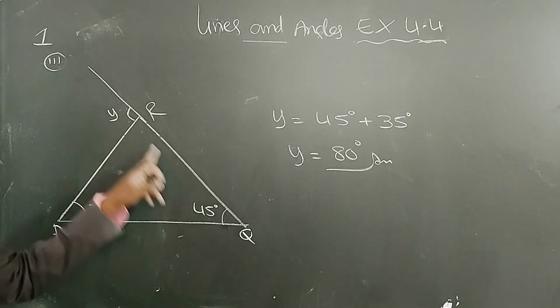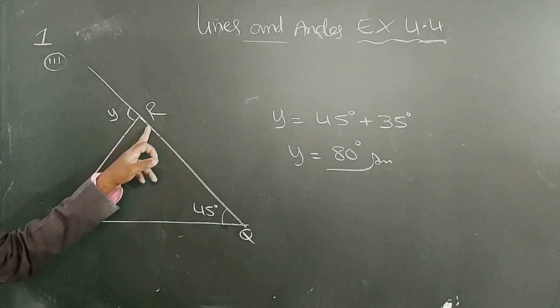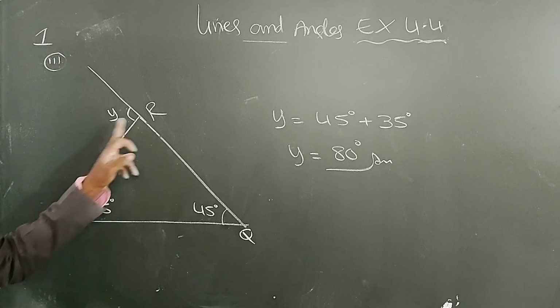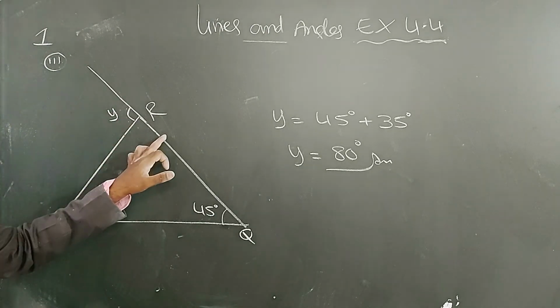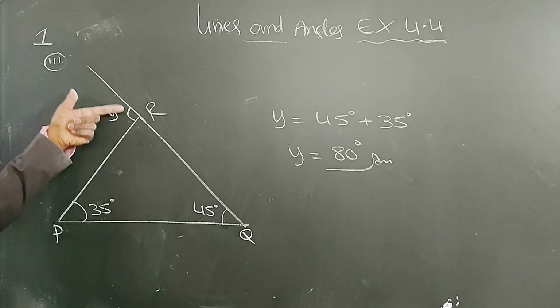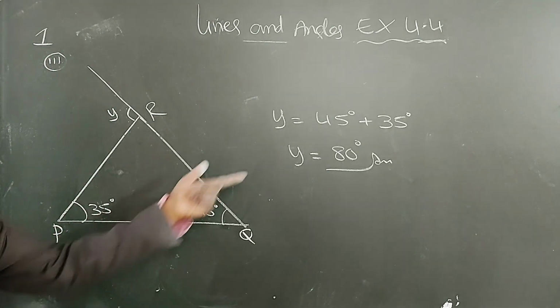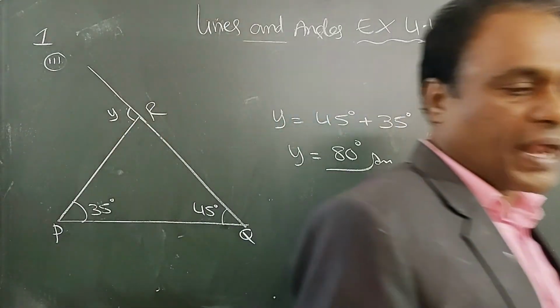See, sum of three angles in a triangle is 180. 45 plus 35 is 80. 80 plus this should be 100. So the total is 180 in a triangle. If this is 100, this will be 80 because total angle of a straight line is 180 degrees. Like that also you get. Or the exterior angle is equal to the sum of two interior opposite angles. Okay. So practice this.